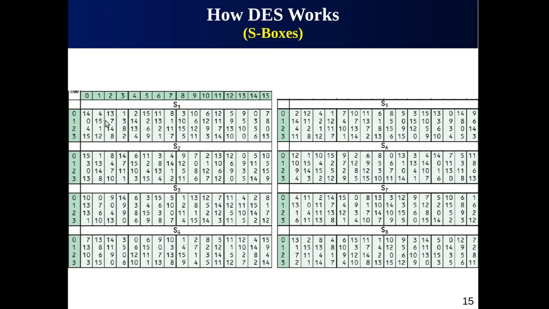They are represented by tables, and each table contains 16 columns and 4 rows. The columns go from 0 up to 15, 16 columns, and the rows go from 0 up to 3, 4 rows. Each entry in the table is an integer from 0 to 15, represented in decimal notation, and it is actually a 4-bit value. All S boxes are different.